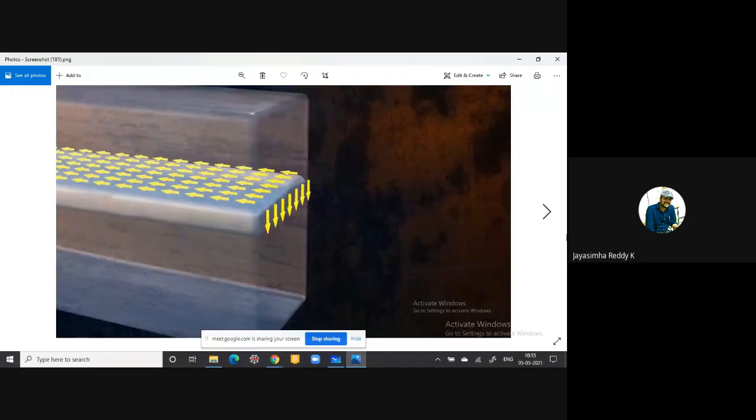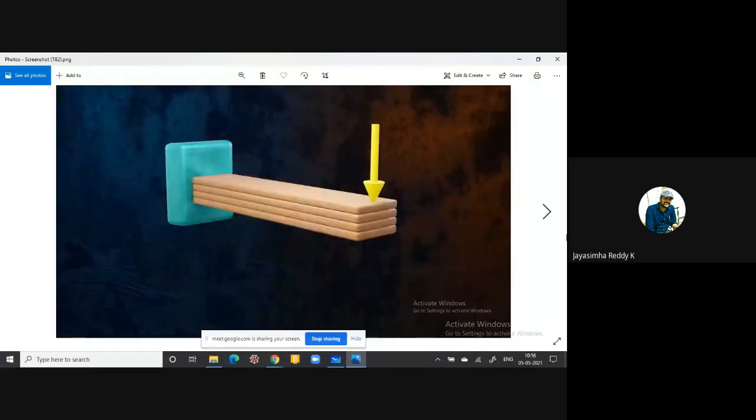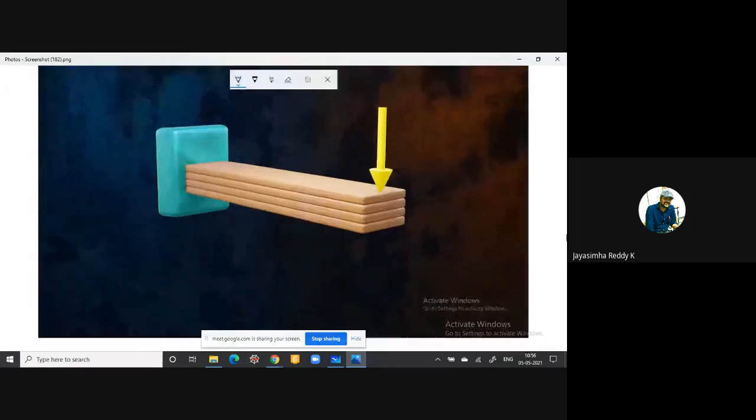Okay, students, see here. Because of the vertical shear stress here, there will be a complementary shear stress along the longitudinal direction like this. To make this concept a little more clear, I have taken an example. Assume a cantilever beam. Is it clear, students? All of you are seeing the cantilever beam on your screen, right? Yes, sir. Okay, assume a cantilever beam made of wooden strips like this. These are all wooden strips, students.